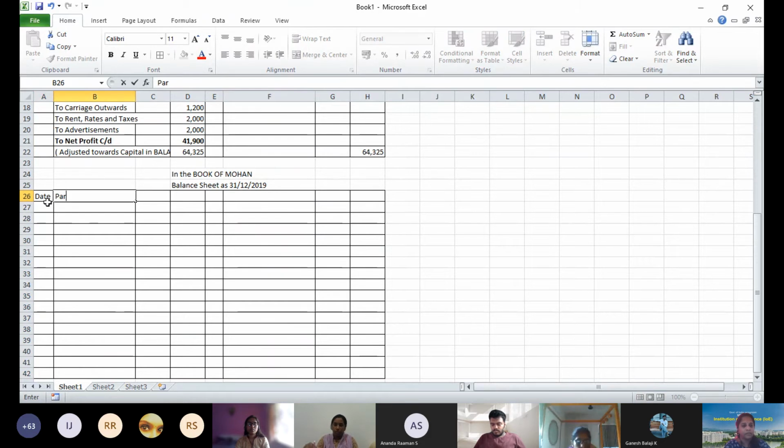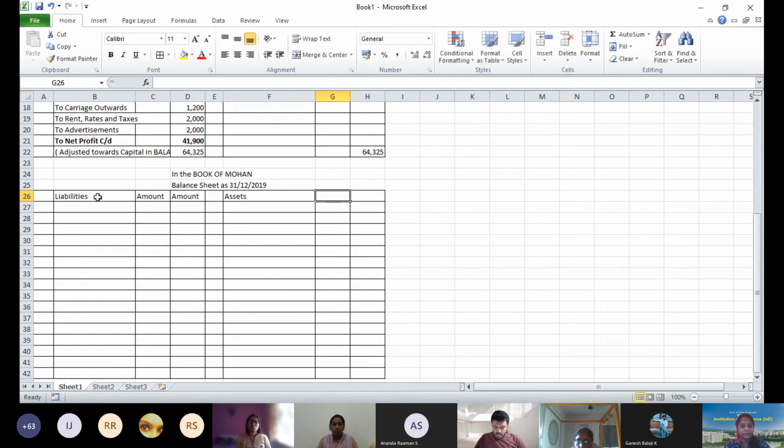Date, particulars, amount. It's liabilities, ma'am, not particulars. Yes, thank you. See, I made a mistake. That is called a mistake. Everybody will make mistakes. Nobody is a genius here. So we will learn from mistakes and we will go ahead doing our problems. Date will not be there, so you can just delete that column, but I can't delete it because above there are columns. In your paper, you don't have to write it.